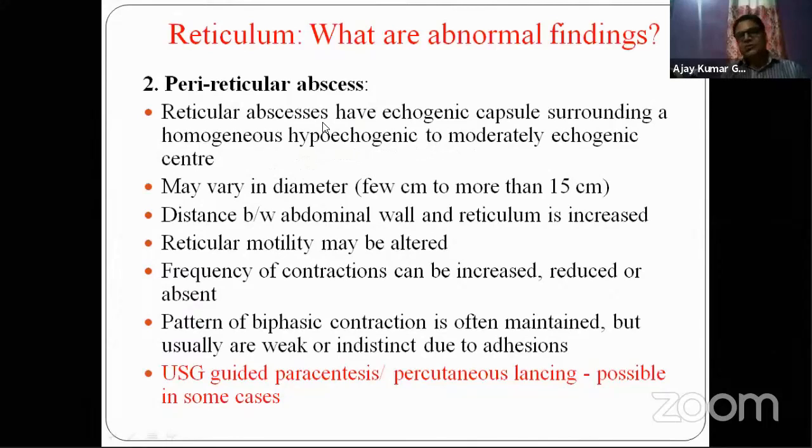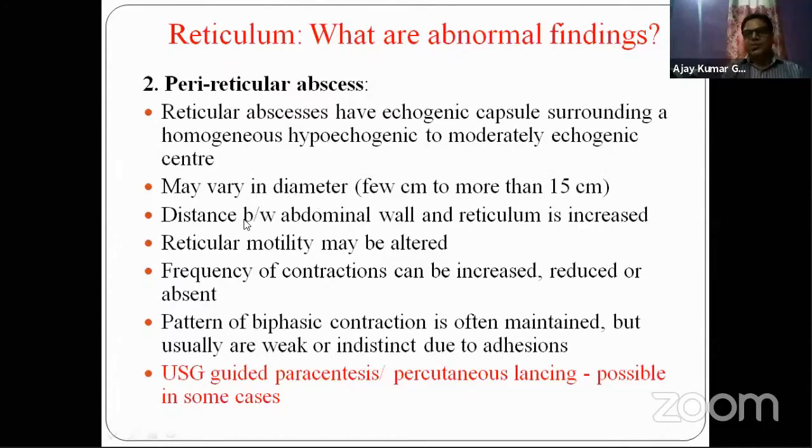This reticular abscess can have variable appearance. The echogenic capsule thickness can vary, its echogenicity can vary, and similarly the purulent material which is within the echogenic capsule will also have different appearance, ranging from hypoechoic to moderately echogenic. It may vary in diameter. The abscesses can be very small, only a few centimeters, to very large, up to 15 centimeters.